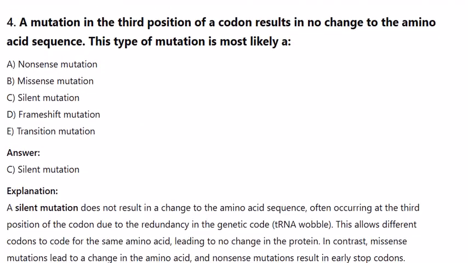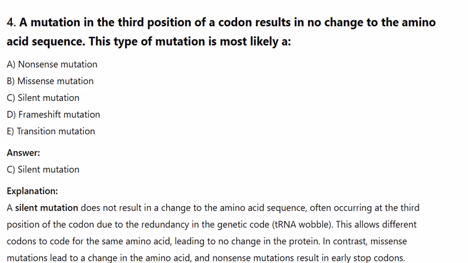4. A mutation in the third position of a codon results in no change to the amino acid sequence. This type of mutation is most likely A. Nonsense mutation, B. Missense mutation, C. Silent mutation, D. Frameshift mutation, E. Transition mutation. Answer C. Silent mutation.